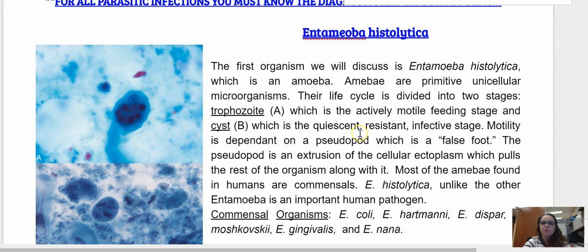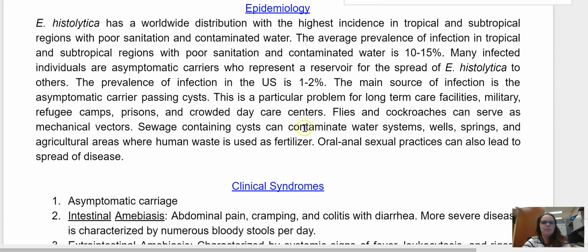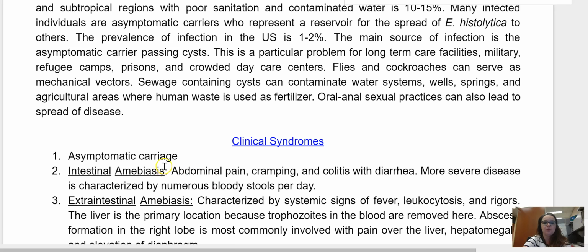This is a good one to know. It's pretty common. It's got a worldwide distribution. It's really associated with anywhere from asymptomatic carriage to amoebiasis. This one can cause pretty nasty diarrhea. It's an invasive diarrhea, amoebic dysentery, and there are several ways you can get it. So this is one of the ones that I would spend a little extra time on.